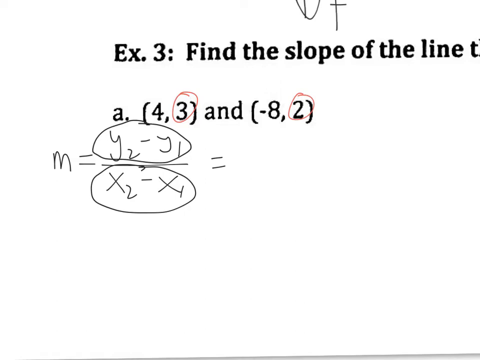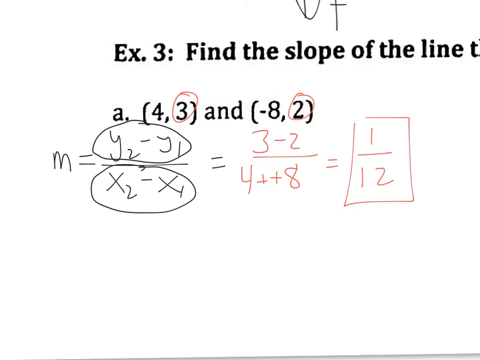So when I'm going to do this, I'm going to subtract the y's on top. So I'm going to do 3 minus 2. And then on bottom, I'm going to do 4 minus -8, which becomes 4 plus 8. So I get 1/12. So there's your slope formula. You have the change in y over change in x. And it doesn't matter what order you subtract the y's, you just got to make sure you do the x's in the same order.